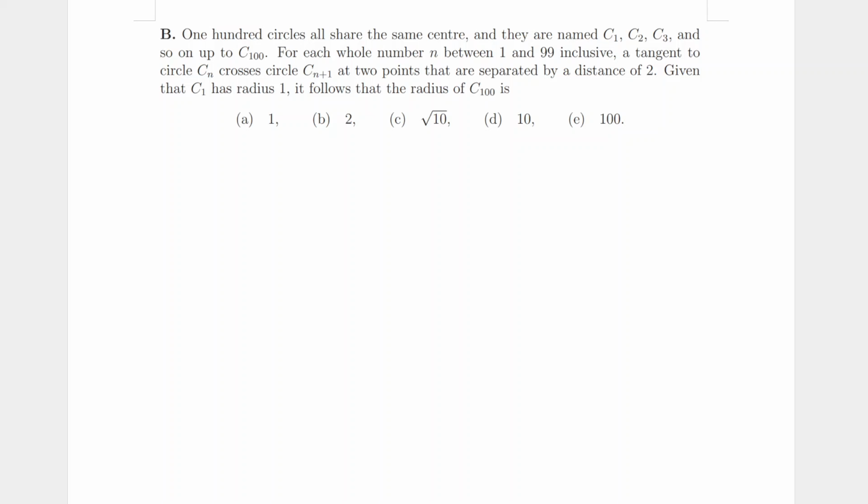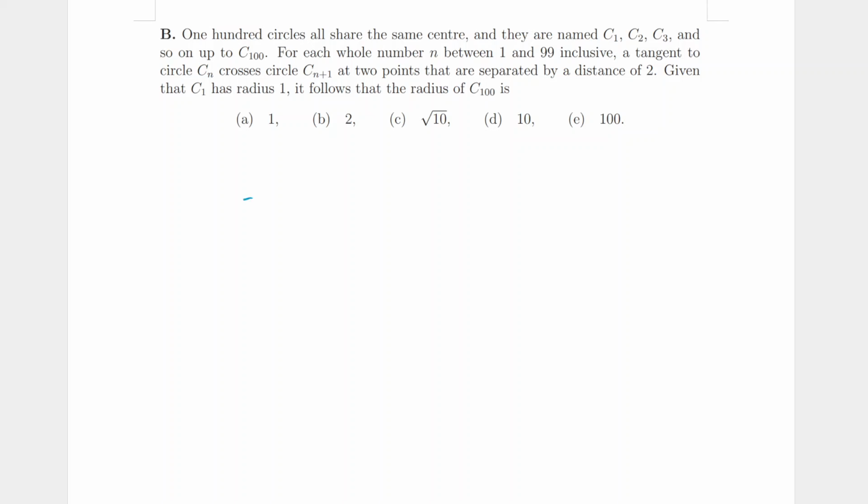Okay, moving on to question B. 100 circles share the same center, and they're named C1, C2, C3, and so on until C100. For each n between 1 and 99, a tangent is drawn to Cn, and then crosses the next circle, which is separated by a distance of 2. Okay, so let's try to draw a diagram and see what's going on.